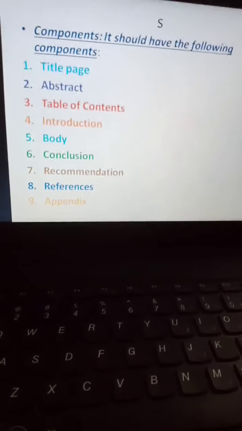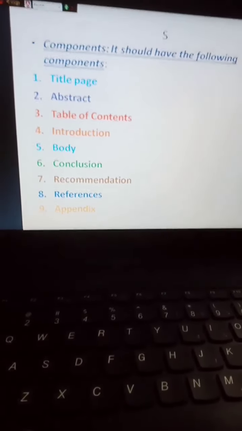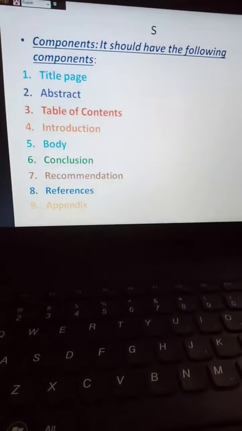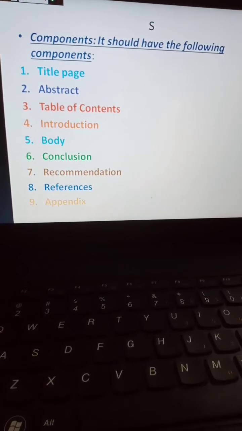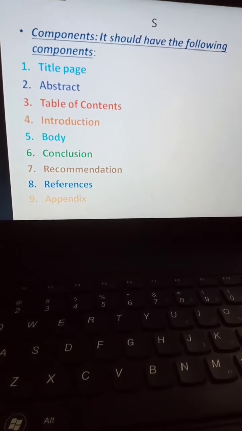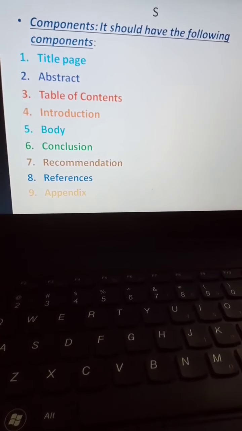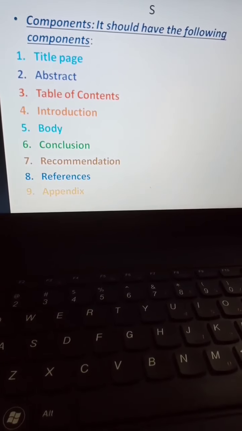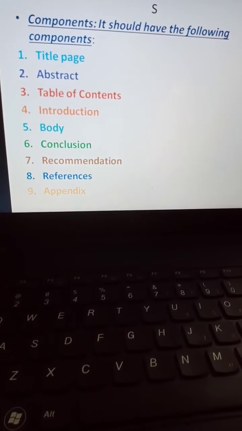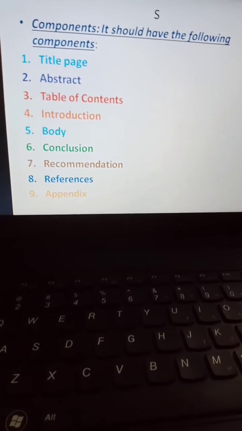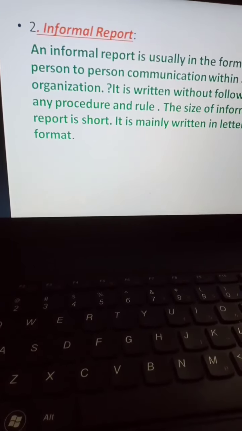Okay, now I will show you the compulsory components of a formal report. That is the title page, abstract, table of contents, introduction, body, conclusion, recommendation, references, and appendix.